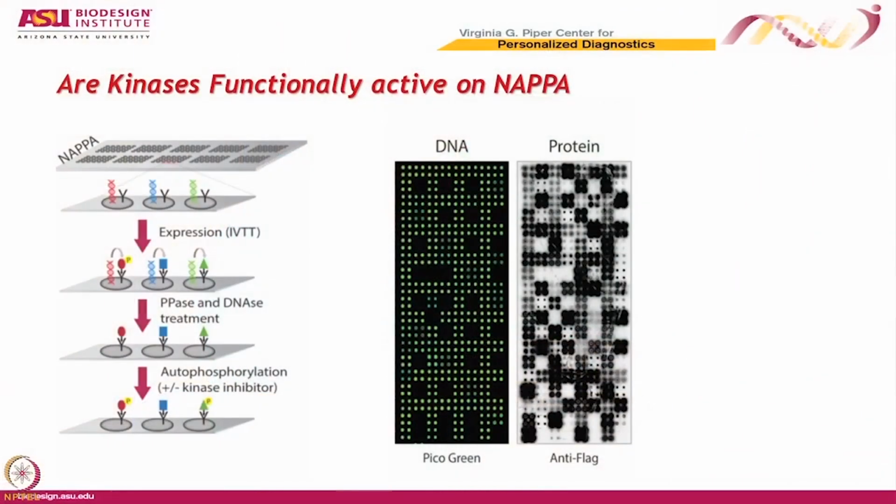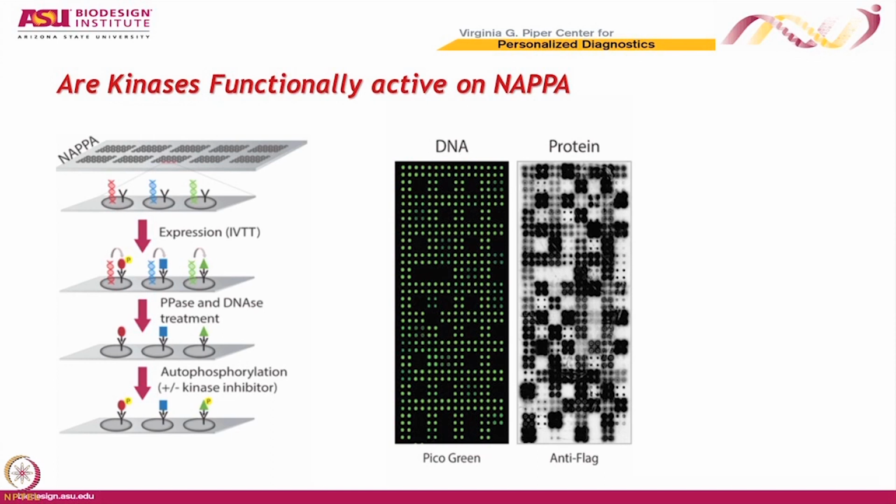OK, so this is a NAPPA array. What we're going to do here is express proteins on the array. First, here you see the array stained with PicoGreen, which by now you all know means it's the amount of DNA. The fact that it's pretty even in its staining means that we did a pretty good job of printing. Then here what we've done is express the proteins and then stain them with an anti-FLAG antibody. The reason it's a FLAG antibody is that in this particular circumstance, these proteins, which are all kinases, happen to have the FLAG tag and not the GST tag. And it's just a good point to remind you that we are not wedded to any one tag.